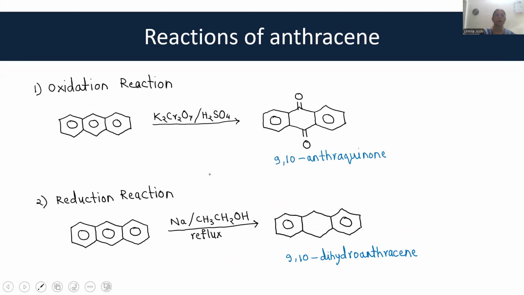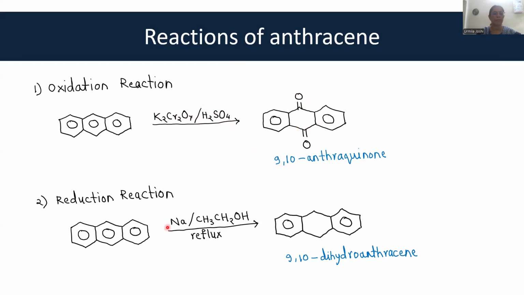Now, coming to oxidation reactions of anthracene. The first reaction is oxidation reaction. When anthracene is treated with K2Cr2O7 and H2SO4, I think everybody remembers that when you use potassium dichromate for oxidation, the medium needs to be acidic. So K2Cr2O7 and H2SO4. This results in formation of 9,10 anthraquinone.